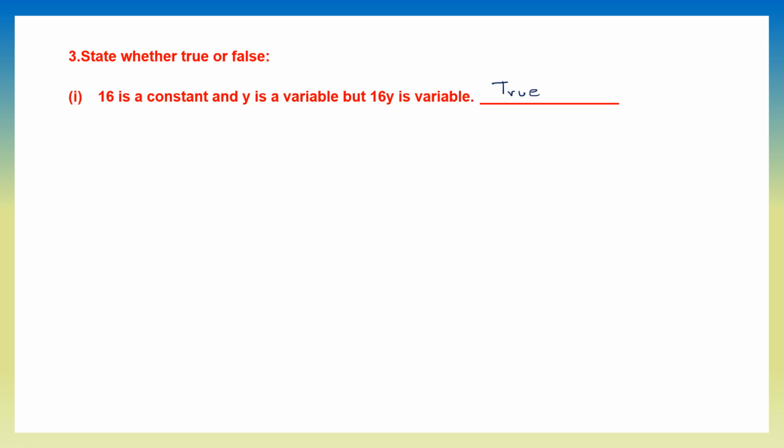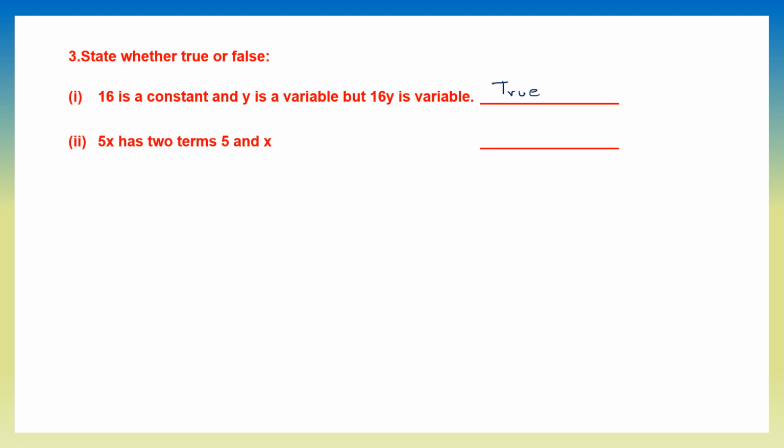Question 3. State whether true or false. So let's look at the statements. First one, 16 is a constant and y is a variable. That's true, isn't it? But 16y is a variable which is also true, isn't it? If a number is there by itself, it's a constant and a letter by itself is a variable. But when you have a number and a letter, it is a variable. So this statement is true. So let's write that down, true.